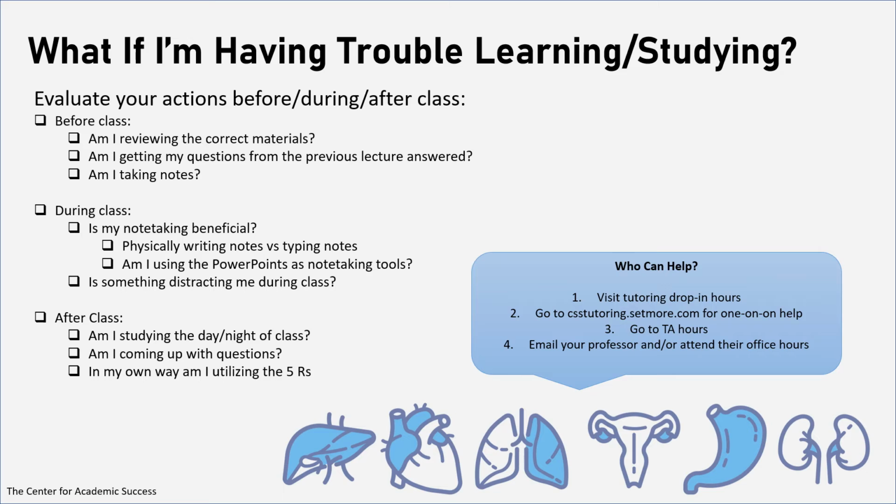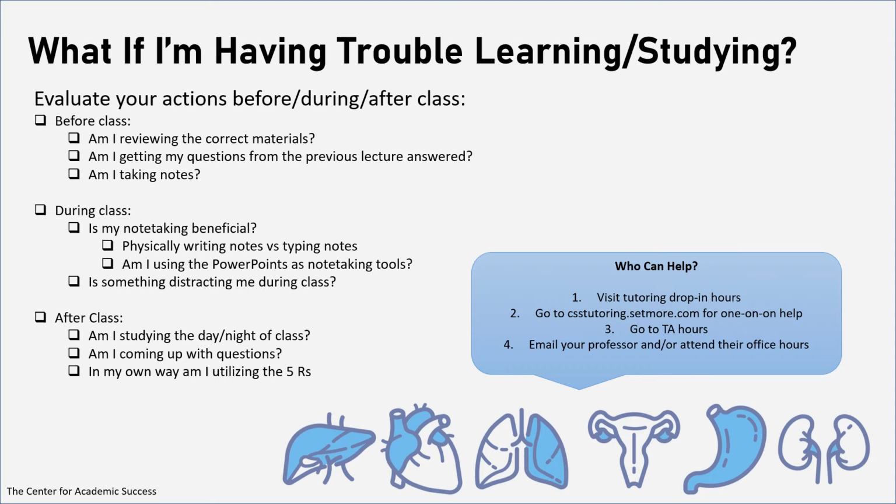And after class, you can ask yourself, are you studying the day or the night of class? Again, we only can hold 5 to 7 things in our short-term memory before it can get stored into long-term memory. If you're not reviewing those things and having those stored into your long-term memory, those are going to disappear and it's going to be harder for you to study when it gets closer to the exam. And are you coming up with questions? And are you using the 5 R's?